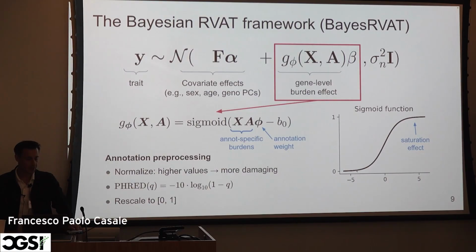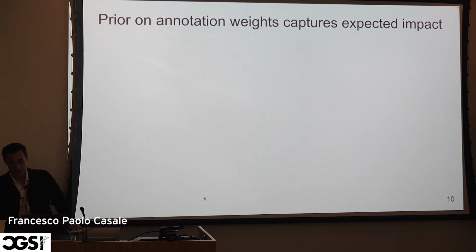And then, of course, a bit on the annotation preprocessing. We normalize them such that higher values correspond to more damaging mutations. We use the Phred scale to weight annotations based on their genome-wide rarity, and then we scale these all between 0 and 1. So now the question, how do we set the prior, though?